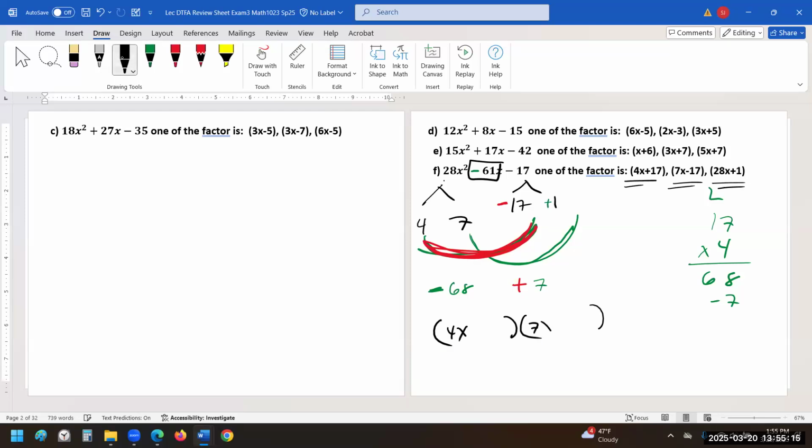You put 4x and 7x. So we multiplied 4 and 17, which means we cannot put 4 and 17 together. So our 1 goes with 4, and 17 goes with 7.